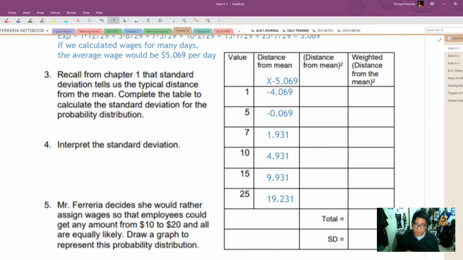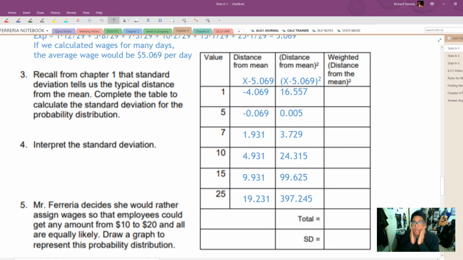So now we're going to square all of those deviations. So we got negative 4.069 squared is about 16.557. Negative 0.069 squared, that's about 0.005. 1.931 squared is about 3.729. All the way down the line, notice that all of the squares end up being positive, which is the desired result here.